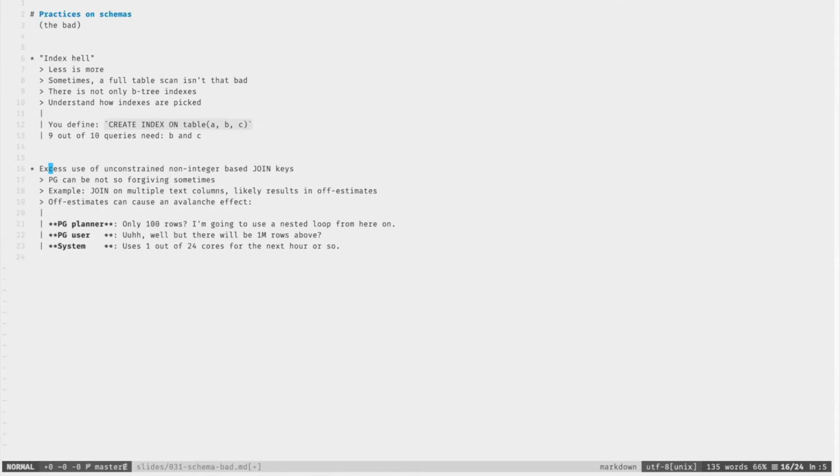Question here: the text join key, is this acknowledged in their documentation or does it come out of experience only? I think it's mostly an experience thing.